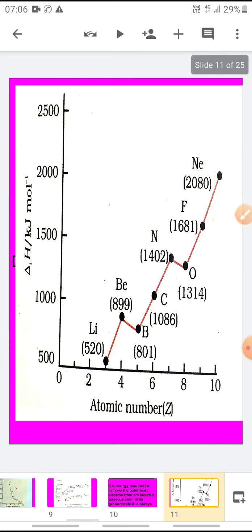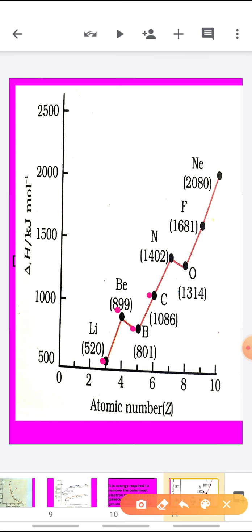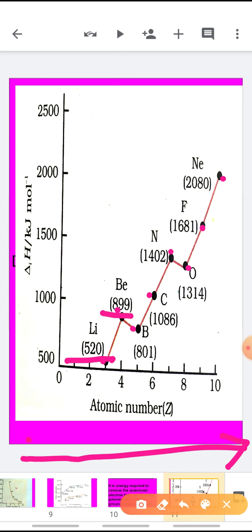Now see, here we have taken the elements lithium, beryllium, boron, carbon, nitrogen, oxygen, fluorine and neon. That means we are moving from left to right in a period. You can see for lithium the value is 520, in kilojoules per mole. For beryllium, it is very high, 899. For boron, it is quite less. It is decreasing. And further, it is increasing, then decreasing, and then increasing.